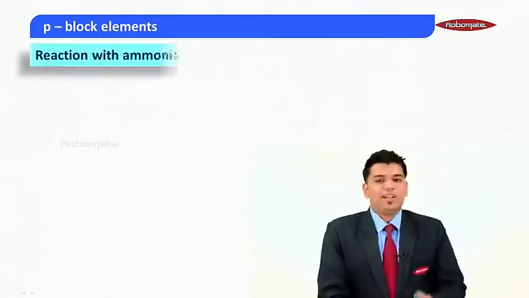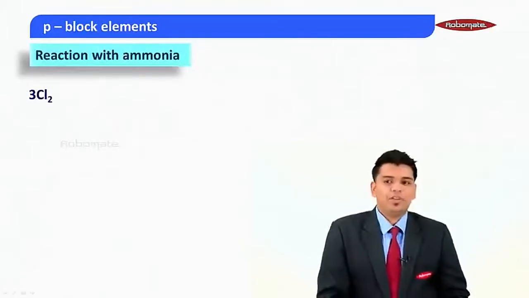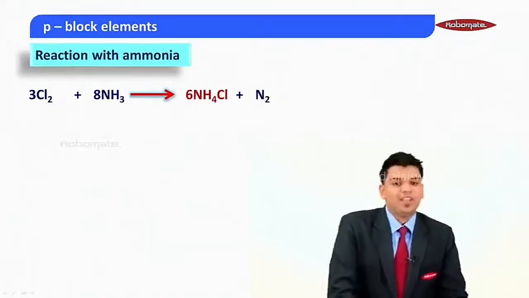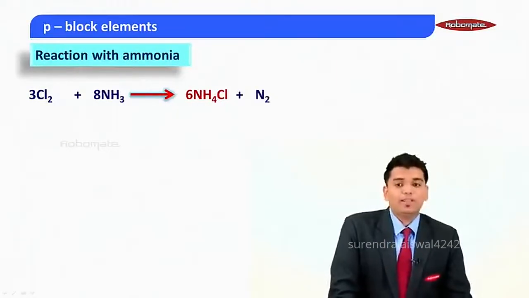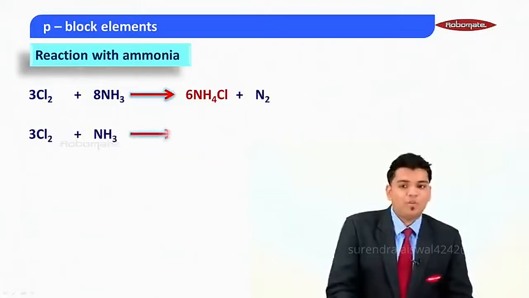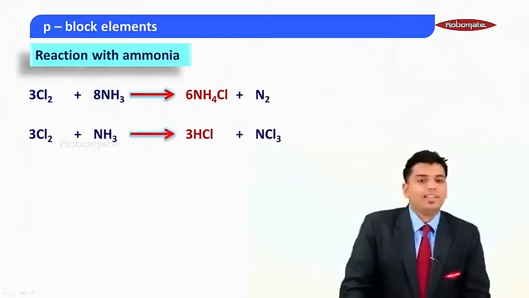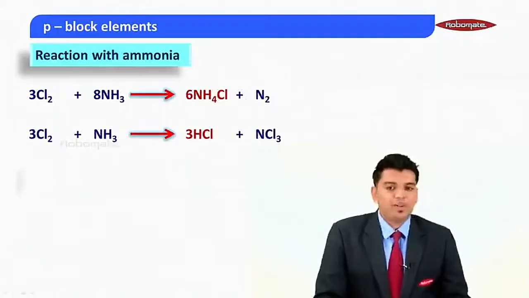So the next property is reaction with ammonia. Now Cl2 when reacted with excess NH3 gives NH4Cl and N2 gas, whereas Cl2 with a lesser amount of ammonia, that is only NH3, gives 3HCl and NCl3, that is nitrogen trichloride.